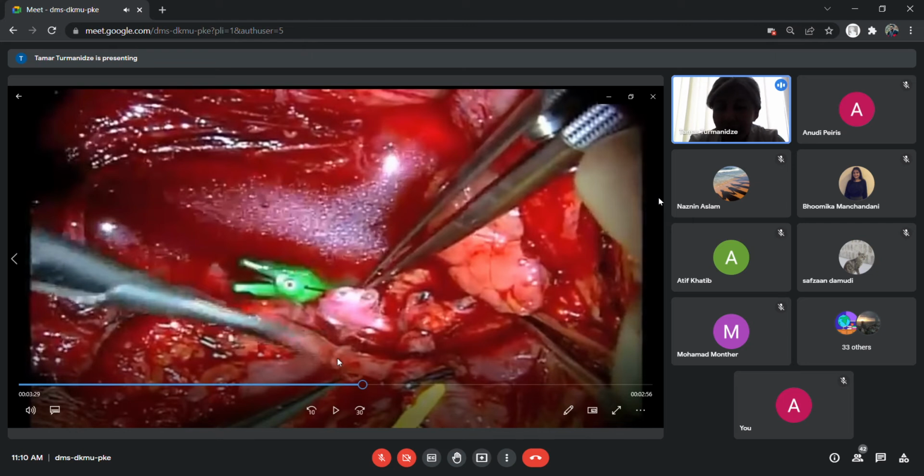If it is not hermetic, at the level where bleeding starts from the lumen of the vessel, an additional suture must be applied to achieve what? Hermetism of the suturing.